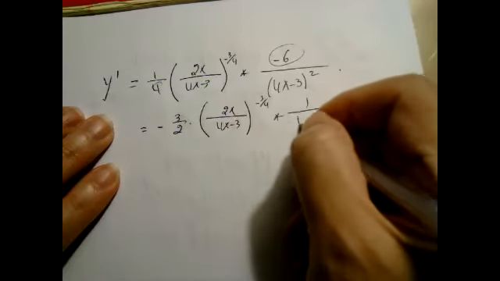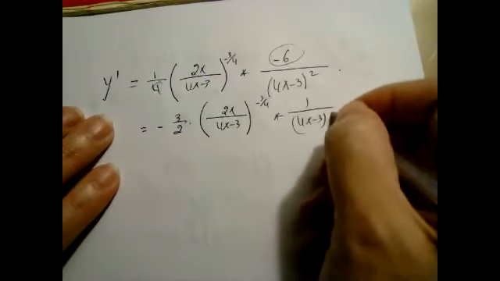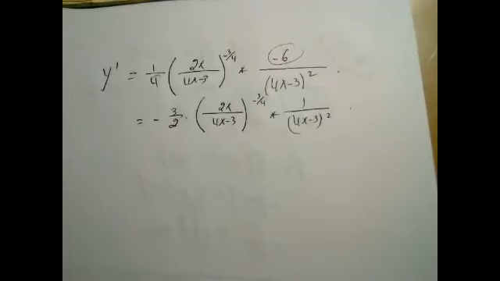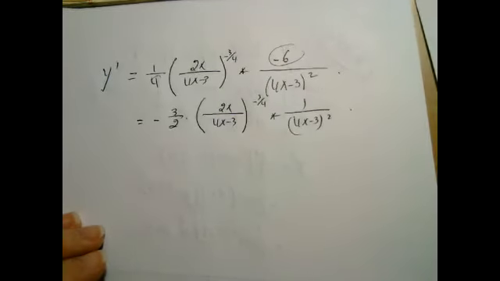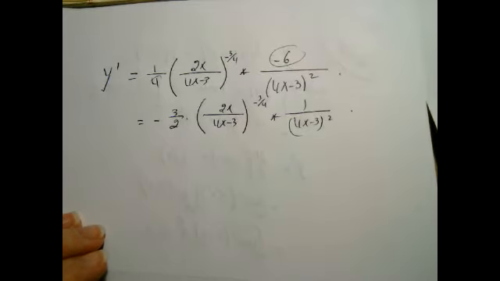And this is 1 over (4x minus 3) squared. And that's the end of the problem. Please ask questions as we go on.